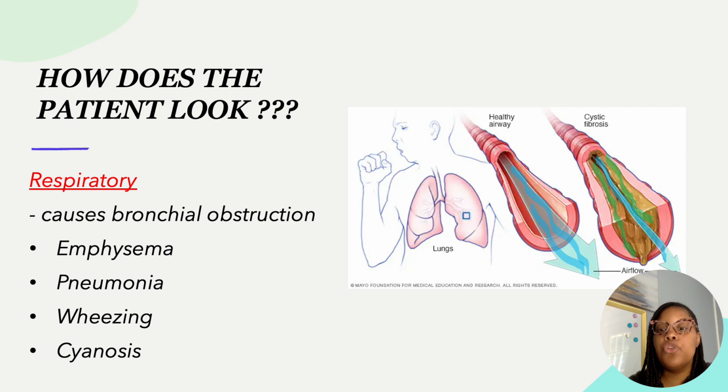In this patient, you may see wheezing, because guess what? They're trying to get out as much oxygen as they can. They may suffer from cyanosis. Why? Because not enough airflow and not enough oxygen is coming through. So these patients may also have emphysema, which is damage to the lung tissues due to reconstruction and remodeling of our airways. So it then starts to cause structural damage, and then pneumonia.